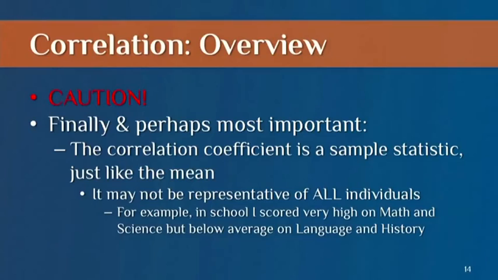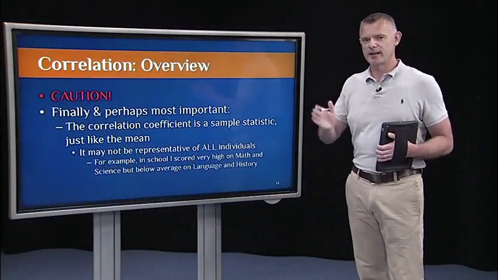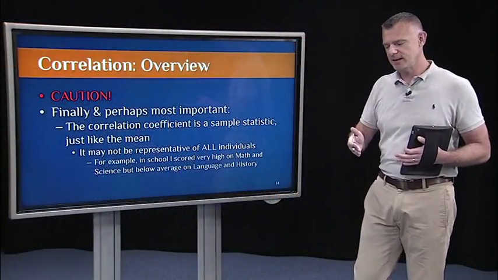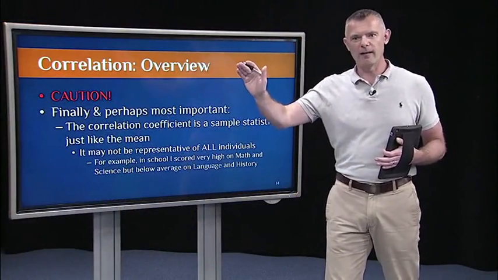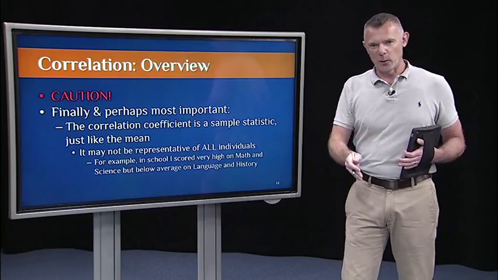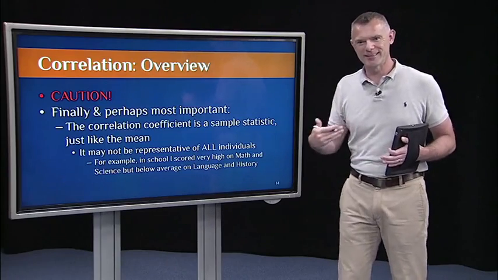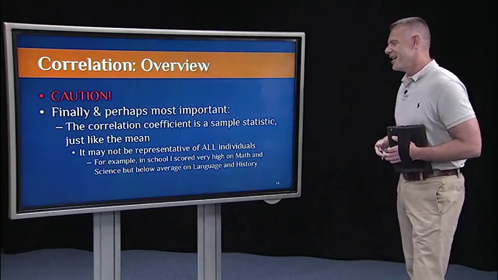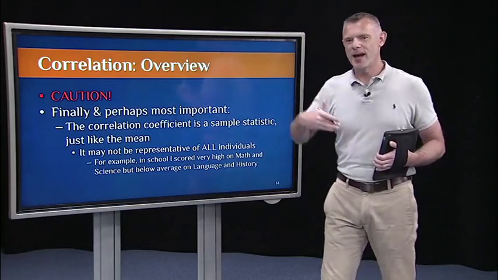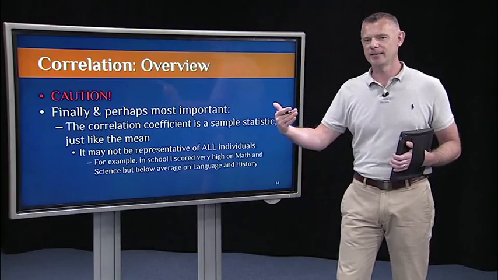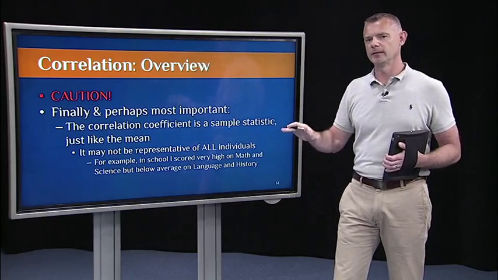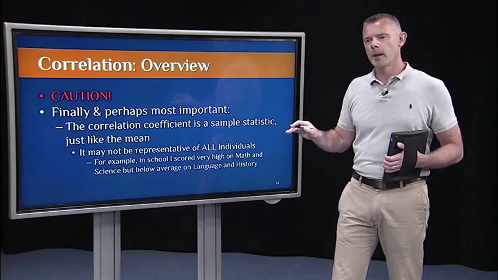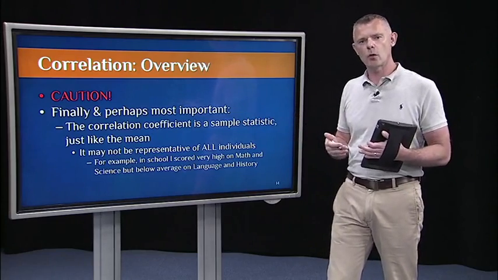So I'm a perfect example of this. When I took the standardized tests here in the US, they're called the SAT. I scored really well on the math and really poor on the verbal. That's why I'm a statistics teacher. And in school, I tended to have very high grades in math and science, but not so high in things like history and language, despite the fact that those things are correlated, right?